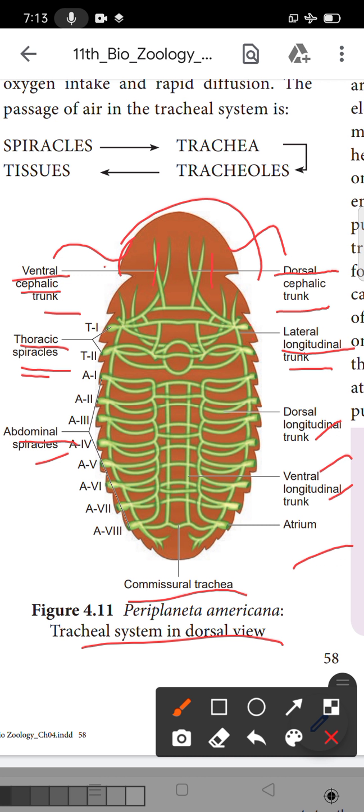So this diagram is the trachea system in the dorsal view.